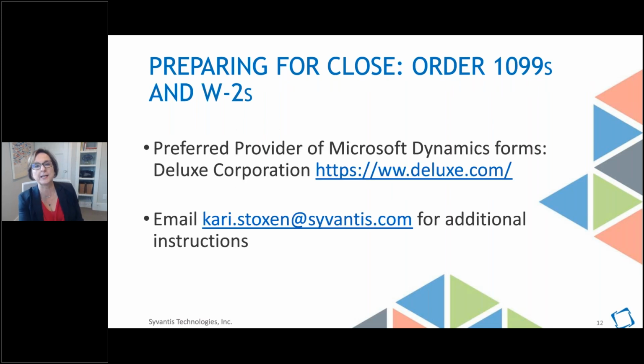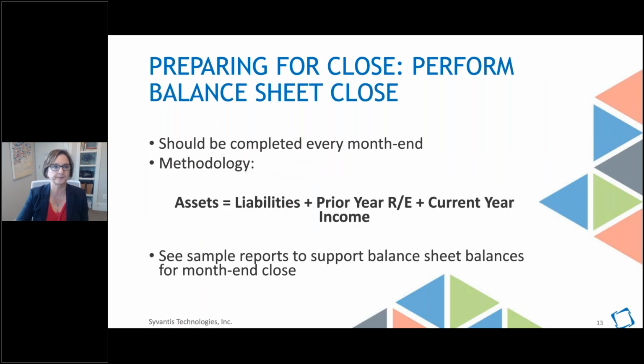First of all, order 1099s and W-2s. The preferred provider of Microsoft Dynamics is Deluxe Forms, is Deluxe Corporation at deluxe.com. So you can find the forms there. You could also email Kari Stockston, kari.stockston@savannas.com for additional instructions. She's actually our controller. She actually purchases our forms, so she can tell you which form numbers we typically purchase, so you have some recommendations.